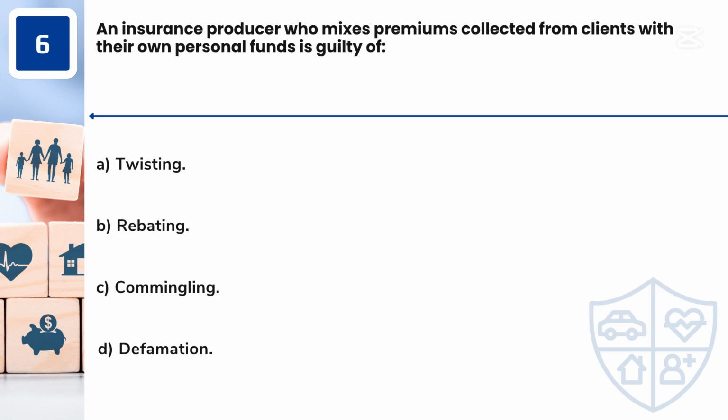Question 6. An insurance producer who mixes premiums collected from clients with their own personal funds is guilty of A. Twisting, B. Rebating, C. Commingling, D. Defamation.